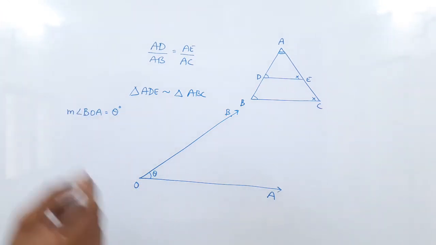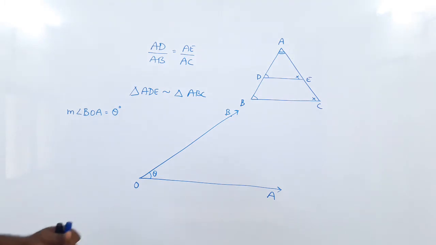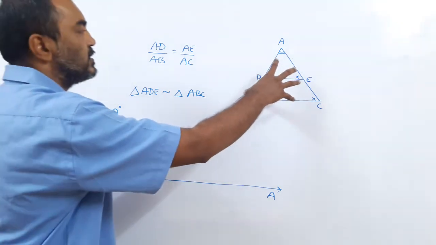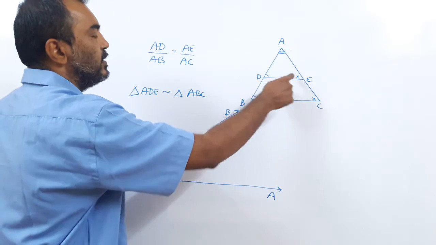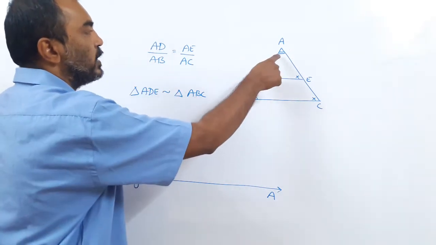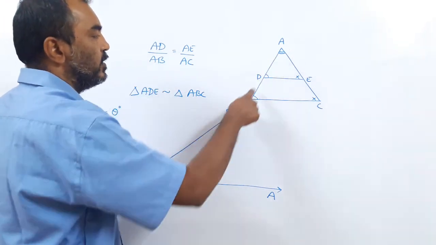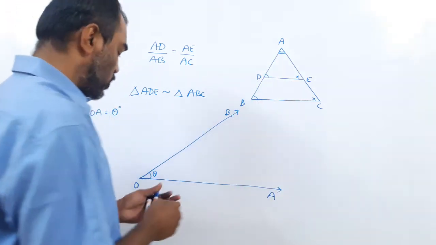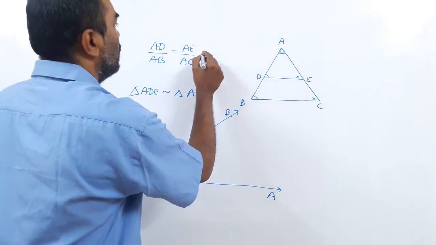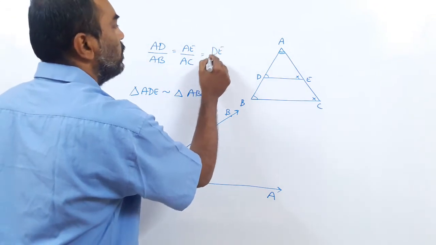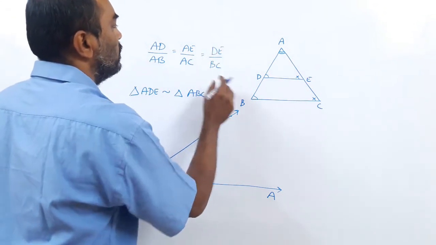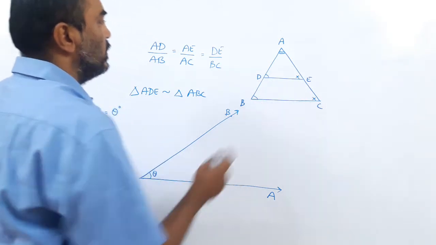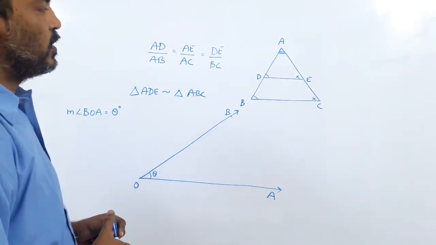What I have done on the board, very shortly you will see. Follow me very closely. In similarity, the angles remain equal. So if you see this angle A, can you see this angle A? Because the triangles are similar, I have got DE upon BC. So the ratio is fixed.